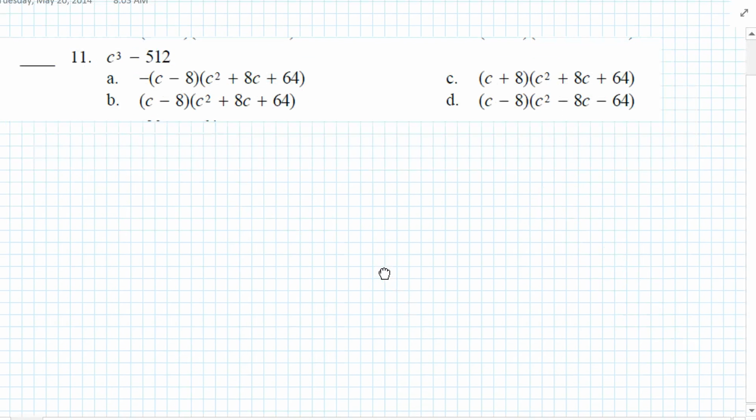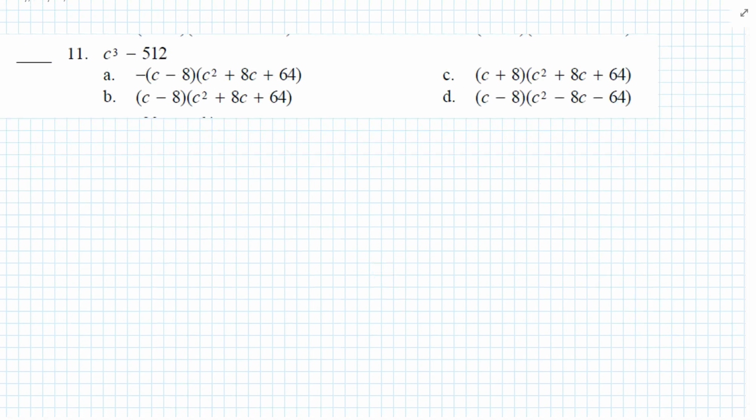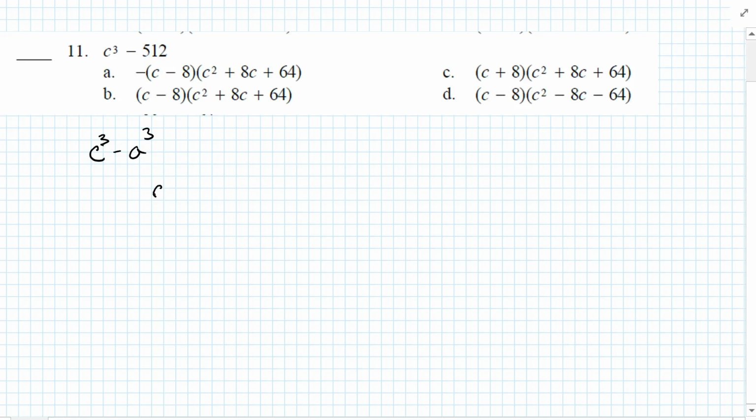Number 11. c cubed minus 512. Well, since it's c cubed minus, it doesn't matter what we do, a cubed has this value. It's going to be c minus a times c squared plus ca plus a squared.